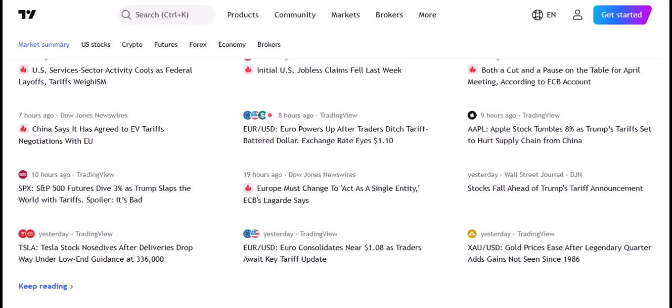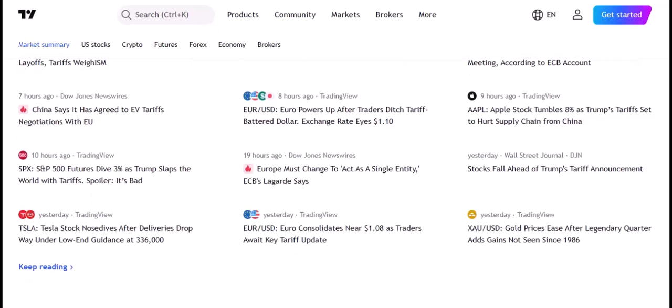Ultimately, both platforms offer powerful tools. The best one is the one that aligns most effectively with your trading journey.